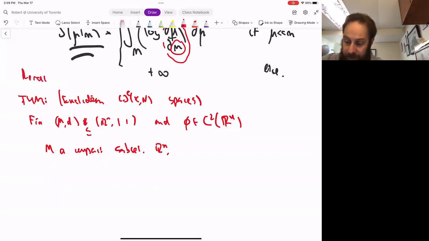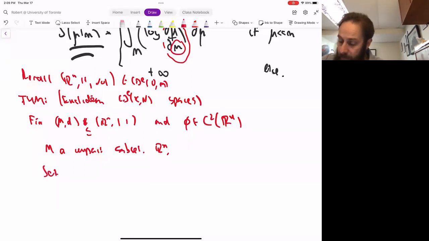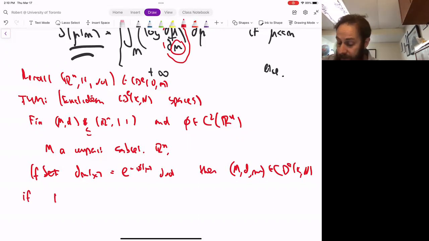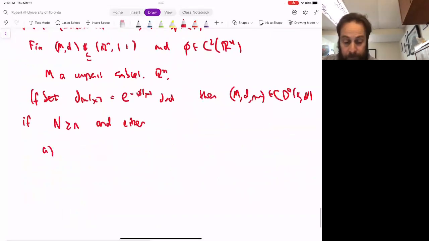And so let me recall before that R^n with its Euclidean metric and volume belongs to CD(0,n), and so also to all smaller values of K and larger values of N. And I'm going to set my reference measure to be as before, and then I claim that M with this measure satisfies my CD(K,N) condition, provided that either of two things happens. When equality holds, I need phi to be constant.